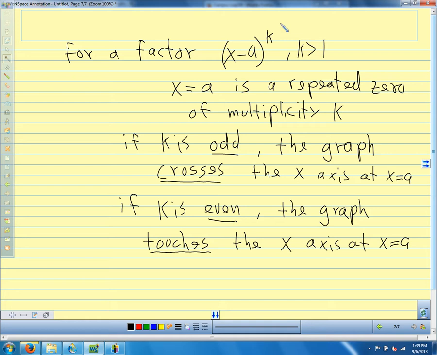If we think of a parabola, it can cross the x-axis twice, so the multiplicity of each of those roots would be 1. Or we could have something like x minus 1 squared, or y equals x squared. The multiplicity of the root there is 2, so the graph just touches the axis at that point. So this gives us a nice way to decide if our graph crosses the axis or touches the axis.